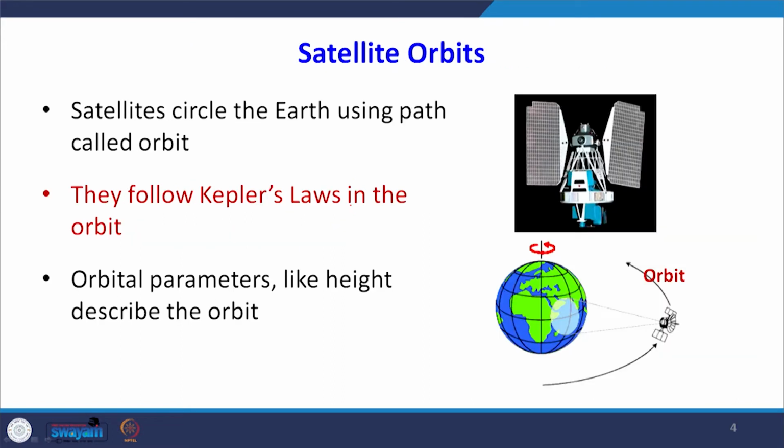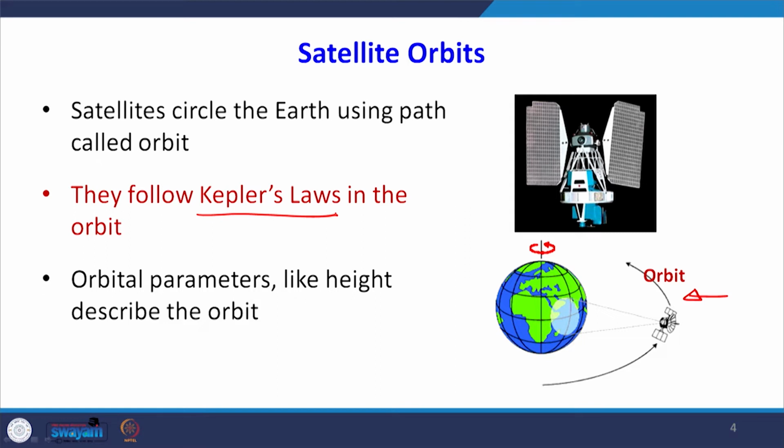If we focus on the orbits of the satellite, any satellite will circle the earth using a path which is called an orbit. This is the path followed by a satellite, and this is the earth surface. So, the satellite is moving around the earth. When they are moving around the earth, they follow certain laws, called Kepler's laws. There are three very popular Kepler's laws which the satellite, when it is moving in the orbit, is bound to follow.